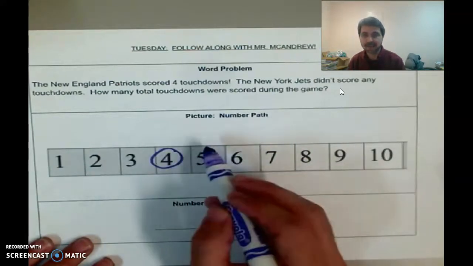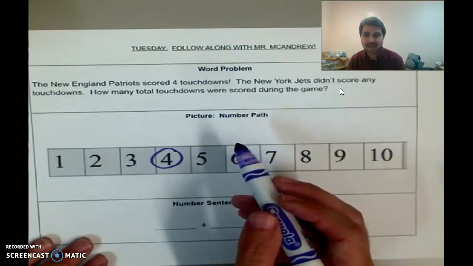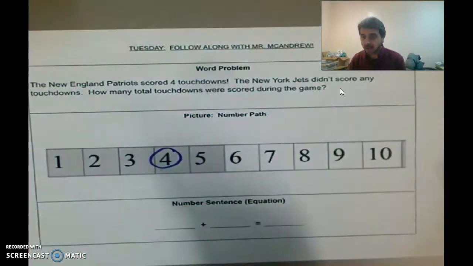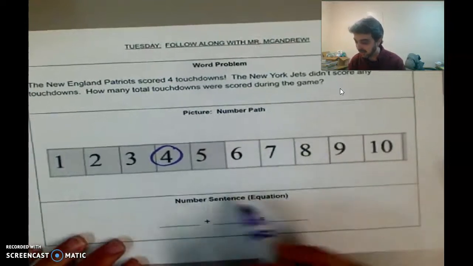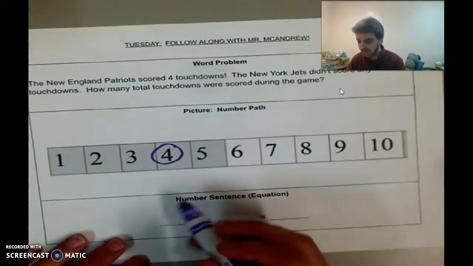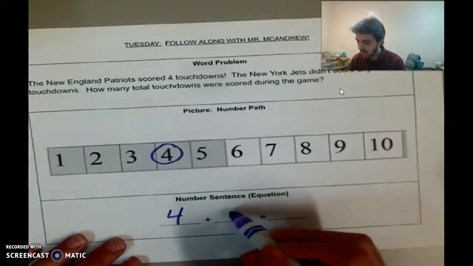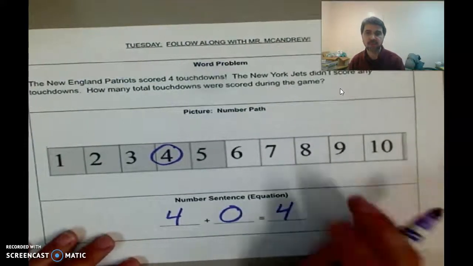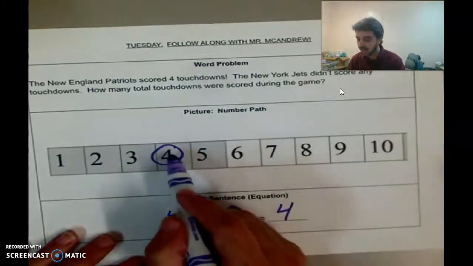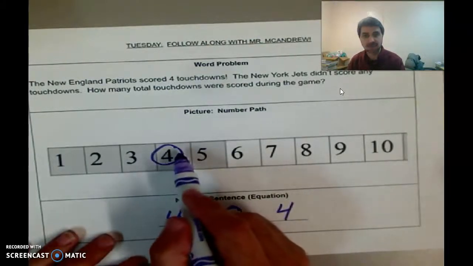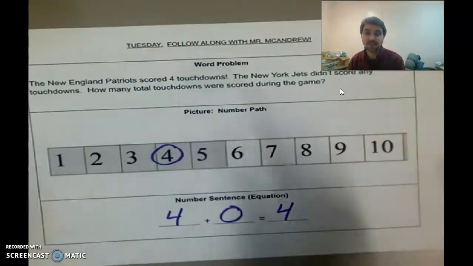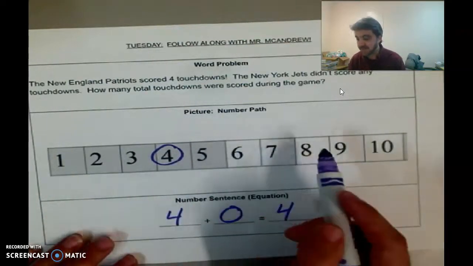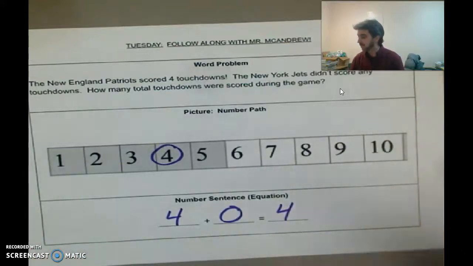I'm not going to add anything. I'm not going to subtract. There's nothing to add, right? I'm going to stay at 4. Then I'm done, right? I'm basically done. So the number sentence would be 4 touchdowns plus 0 touchdowns gives me a total of 4 touchdowns. That represents how many touchdowns the Patriots scored. The Jets didn't score any, so there's nothing to add. I can't go to 5 or 6 or 7 because they didn't score any.